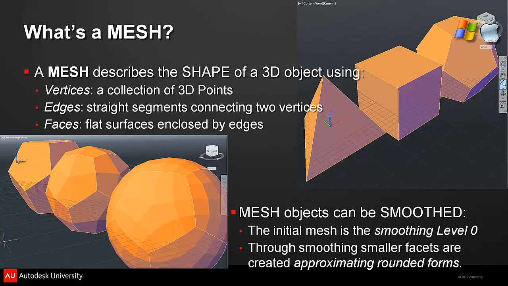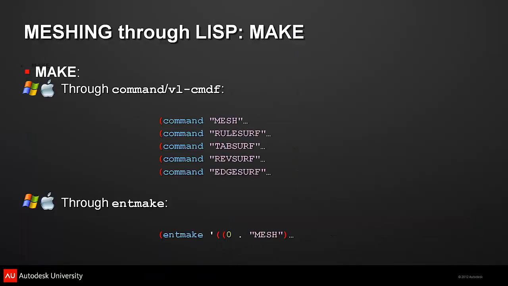By the way, you can notice we're using as an example in this slide a dodecahedron, which is not included in the mesh command primitives. This shape was created using some of the AutoLisp functions we will be explaining in one of the next modules.